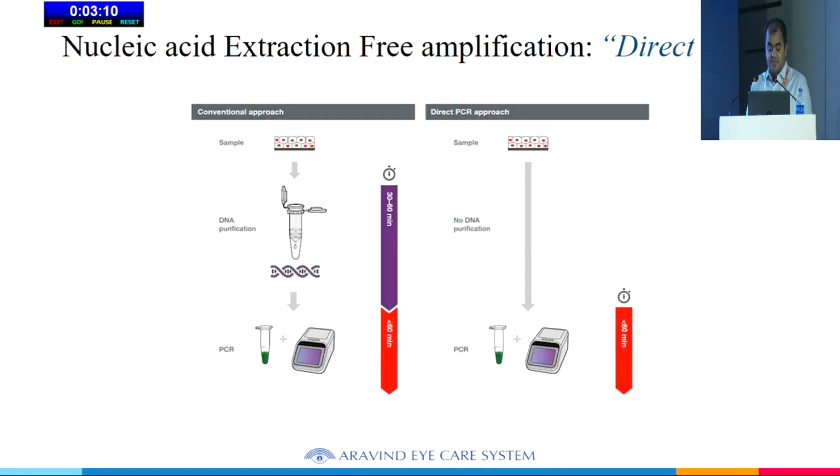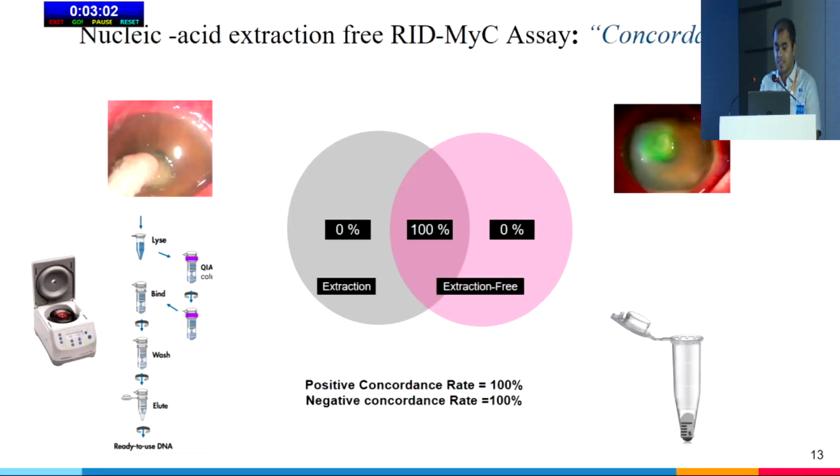So we have precedents for this. We know that direct PCR without nucleic acid extraction works as well as traditional PCR, but greatly improves its clinical utility. So first, we looked at the concordance between these 2 methods. The extraction-based method requires lysis followed by DNA extraction, and the whole process takes 25 minutes. While here in the extraction-free method, a Schirmer strip is placed on the ulcer and directly subjected to the RIDMIC assay. So the concordance between these 2 was 100%.